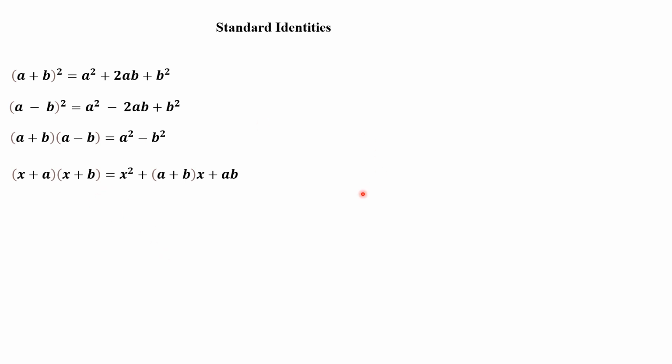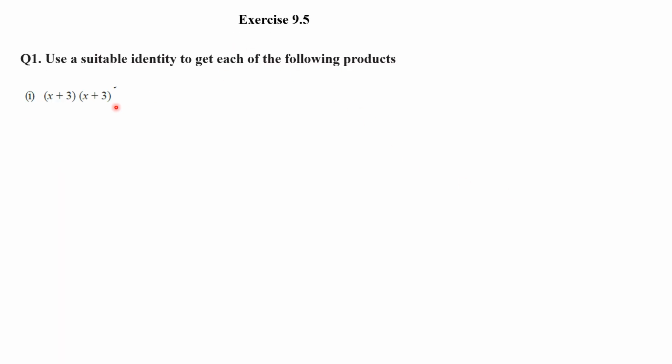So now I'm directly going to start with the questions which is based on it. So now exercise 9.5 question number 1. Use a suitable identity to get each of the following product. Now you have to find out which identity you will use. Just now we have seen that there are 4 standard identities. Which one will fit over here, and according to that only we have to find the product.